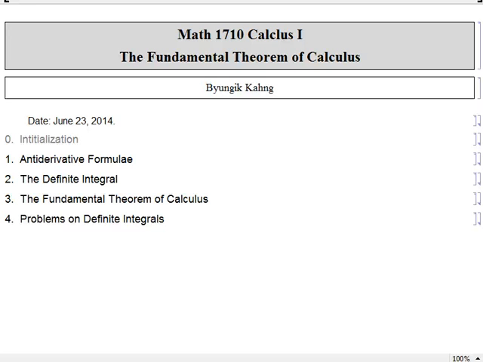In this lesson, we're going to talk about the fundamental theorem of calculus. As the name suggests, this is a very, very important topic. As far as theoretical understanding is concerned, I think the fundamental theorem of calculus is the most important topic in calculus altogether. At least that's my opinion.